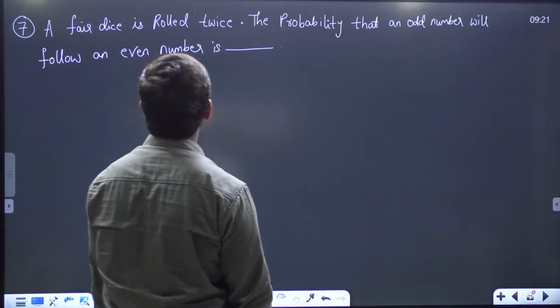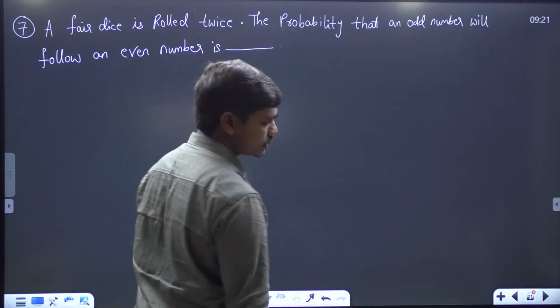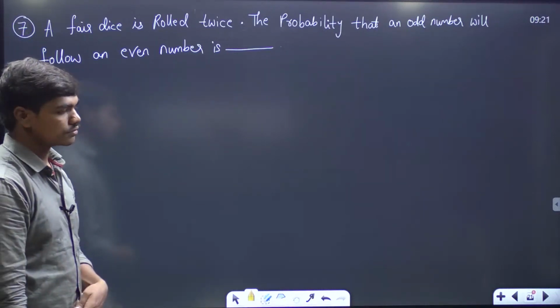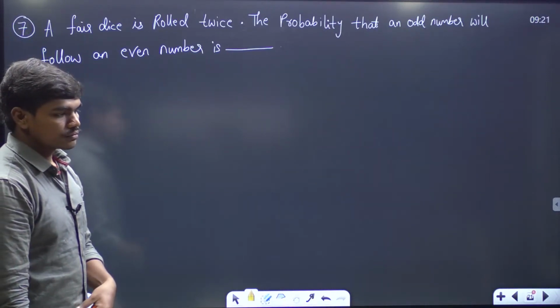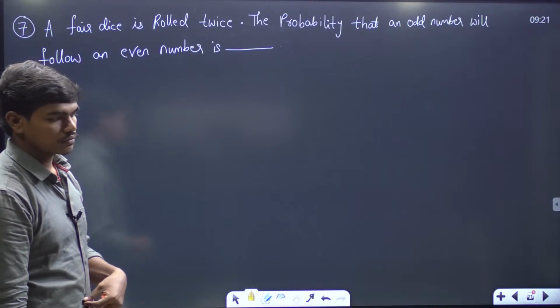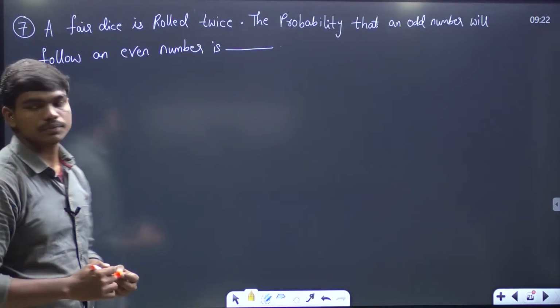Question 7. A fair die is rolled twice. The probability that an odd number will follow an even number. Okay, if yes, please solve this question.